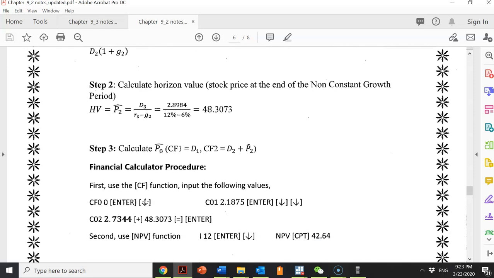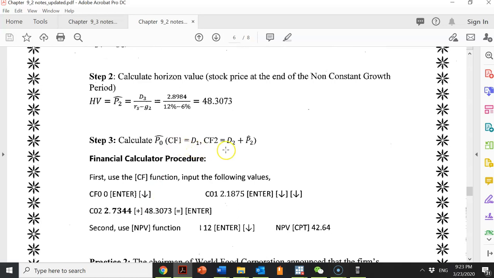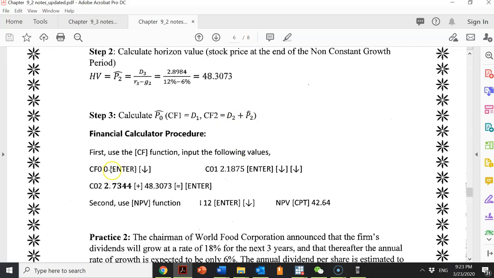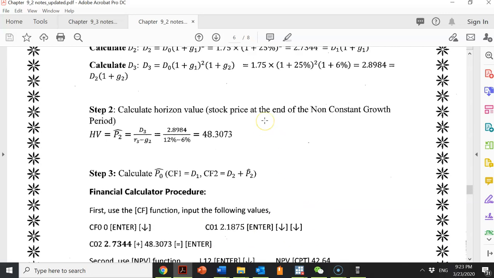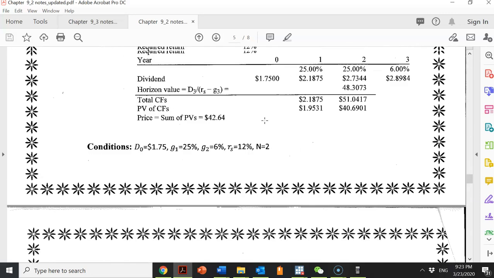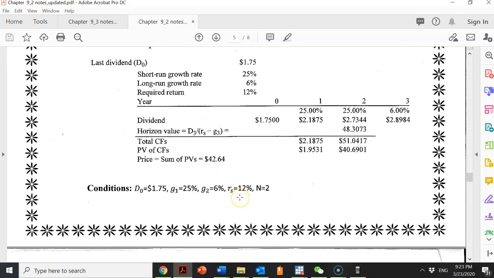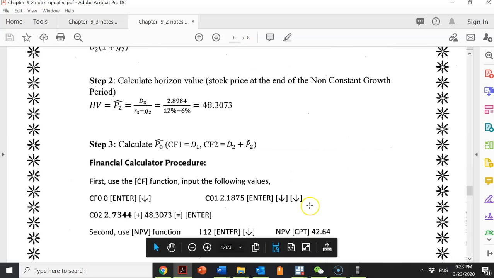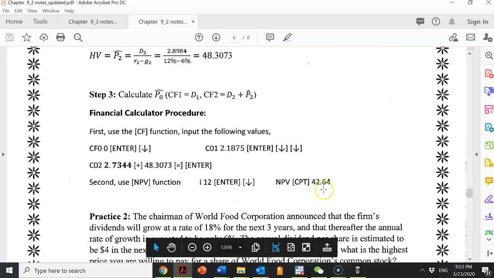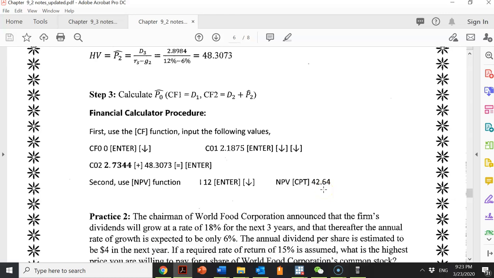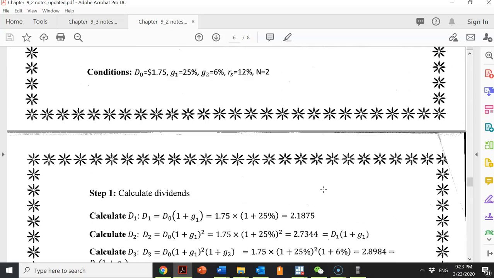Step 3, we input cash flow 1 as D1, cash flow 2 as D2 plus P2. We input until Dn plus Pn. Enter I as 12, the stock return RS, which is given as 12. Then compute for NPV, and we have 42.64 as our stock price. This is how you work on it using our 3-step method.